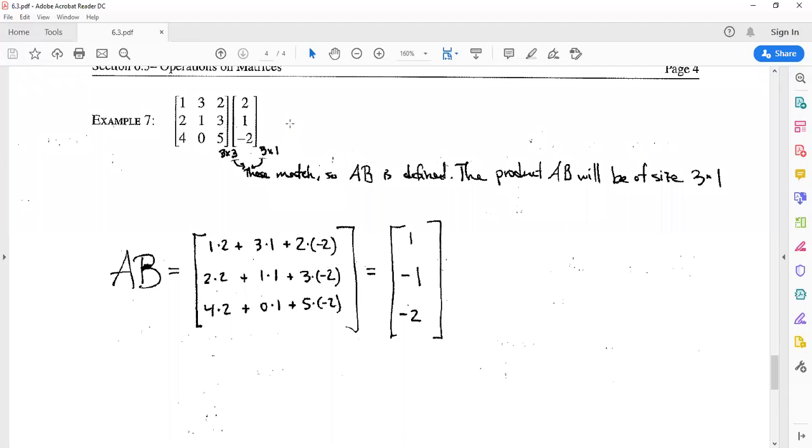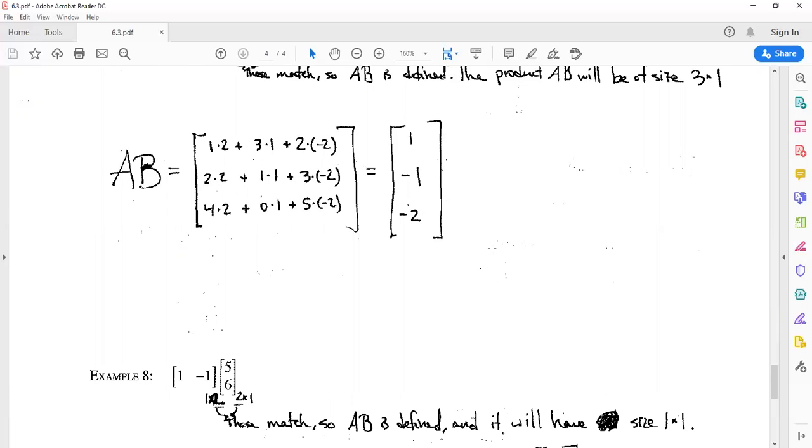Okay, so for the first row, first column, we get 1 times 2 plus 3 times 1 plus 2 times minus 2. And that turns out to be 1. For the second row, we get 2 times 2 plus 1 times 1 plus 3 times minus 2. That turns out to be minus 1. And for the last row, we get 4 times 2 plus 0 times 1 plus 5 times minus 2, which turns out to be minus 2.